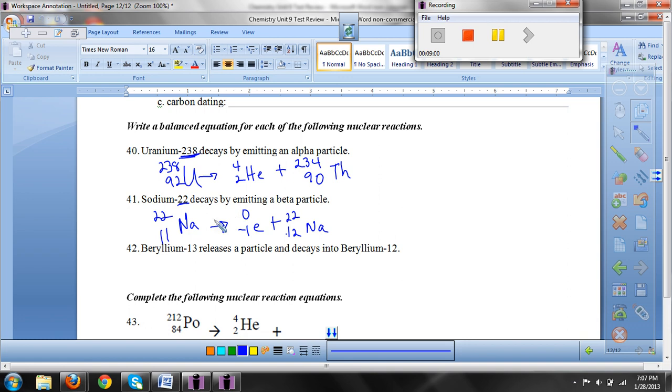All right, beryllium 13. Beryllium 13 is Be. It has a 13 at the top. If you go to the periodic table and look at beryllium, it is number 4. It's going to release a particle and decays into beryllium 12. So I have Be 12, and it stays beryllium, so that has to stay 4. That means this has to be a 0, and this has to be a 1. The only thing that works for that, if I did it correctly, is a neutron. All right, so I'm going to scoot on down.